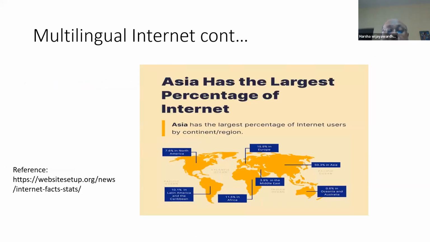So how does the internet fare right now? Asia has the largest percentage, though the de facto language is English. Right now, 20% is Latin script, which I have not given here. Another 20% is Chinese, Korean, Japanese, CJK, and they're coming up very fast. So that is the challenge for the Latin script right now. 3.9% is bidirectional language, which is very hard for computerization. Oceania and Australia is about 0.6.